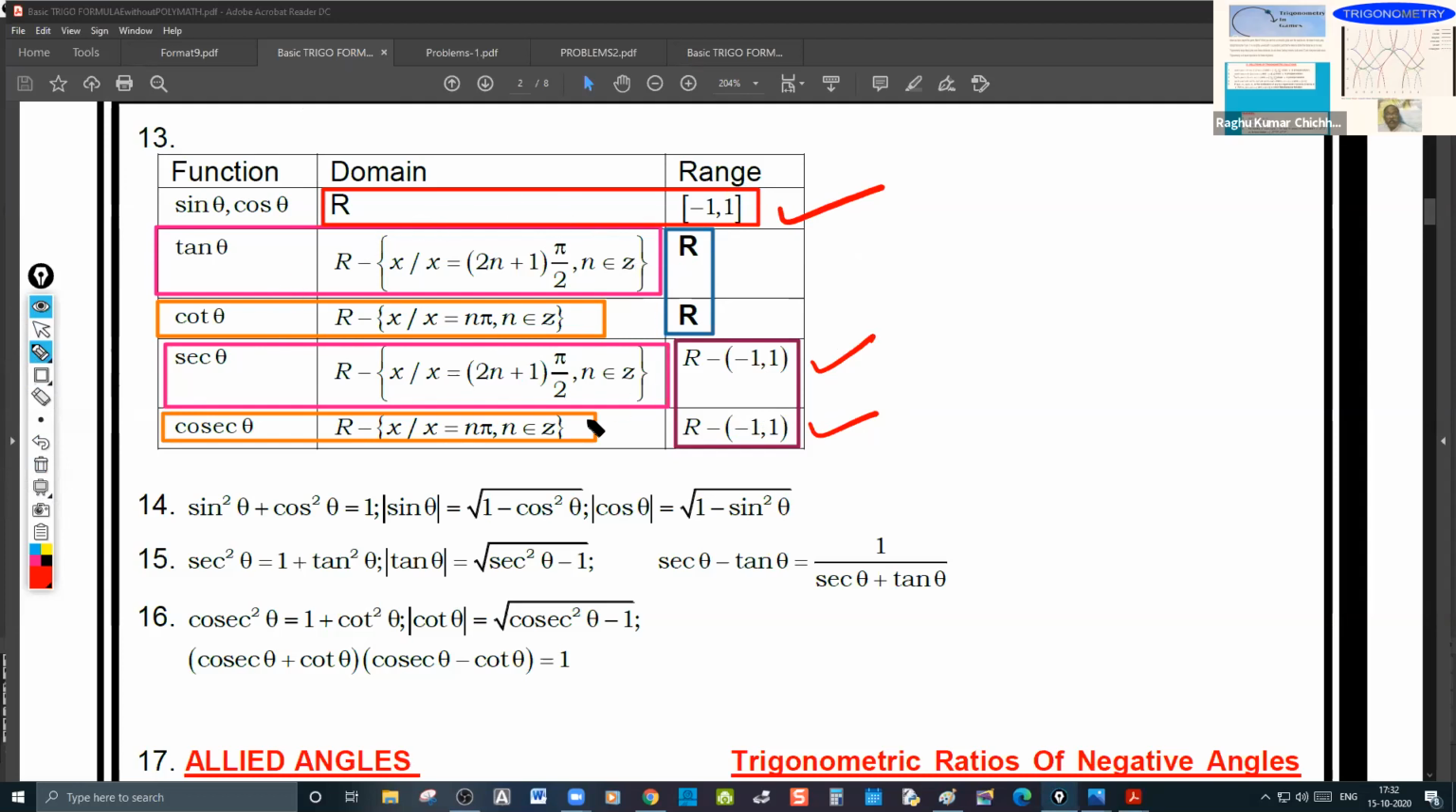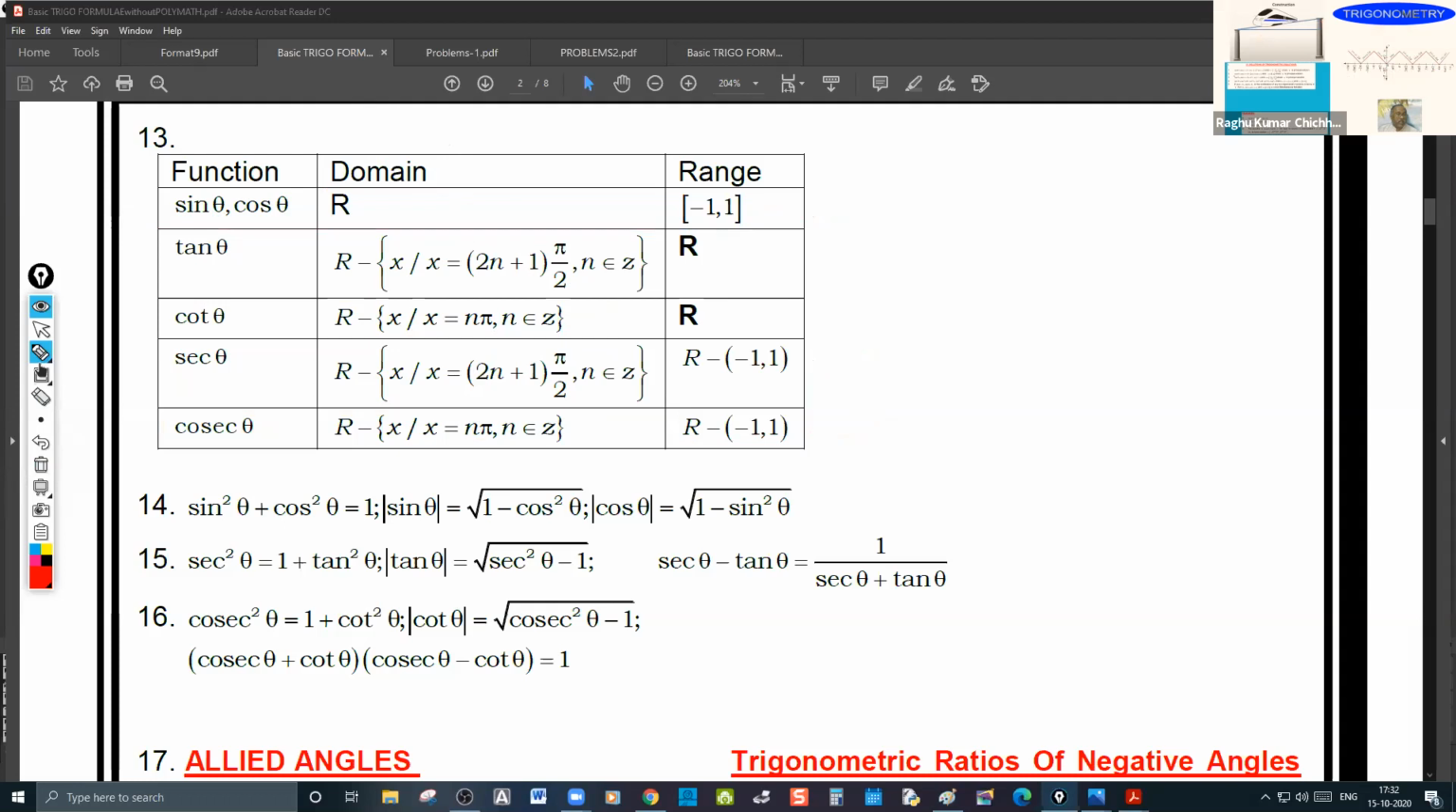It is very, very important. You have to remember it. Whatever you do in all the higher level questions, without the knowledge of the domain and range of the trigonometric functions, some questions you cannot solve. So it is very, very important. Okay. Now let us see the question we left there.